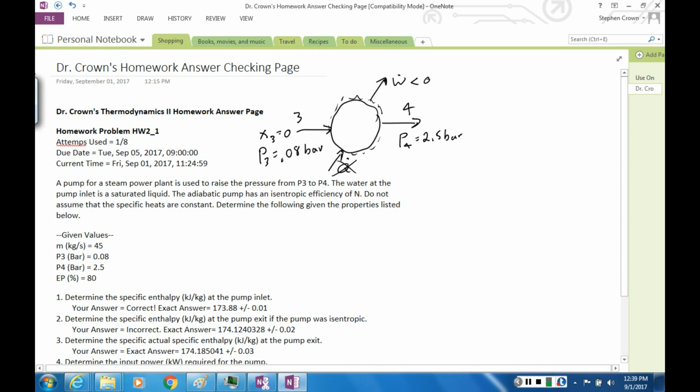Okay, let's begin with the first law. So we have dE CV dt equals Q dot minus W dot plus summation m dot i (h i plus V i squared over 2 plus g z i) minus summation m dot e (h e plus V e squared over 2 plus g z e).